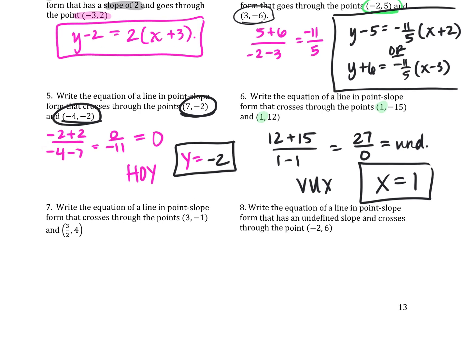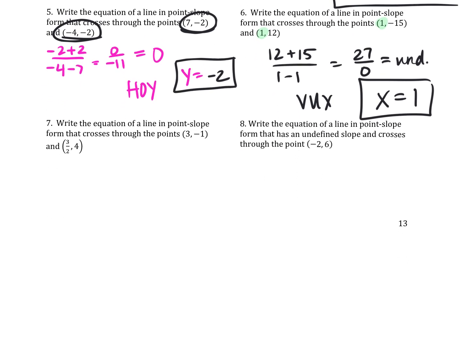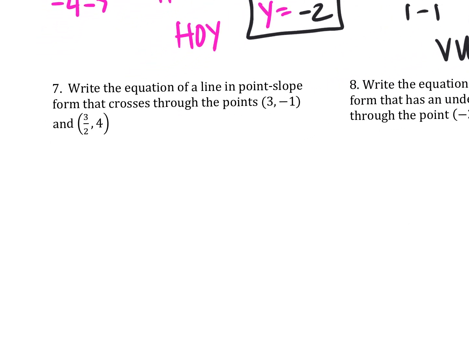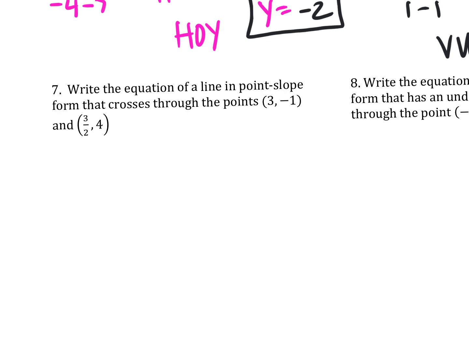Okay, let's do number 7. Whew, gross points. What are we doing? What's my slope? How are we finding it? What minus what? Rise over run. What minus what, though? 4 plus 1. Yep. Or plus 1 over 3 halves minus 3. Cooper Mead, appreciate you. 4 plus 1 gets me how much?